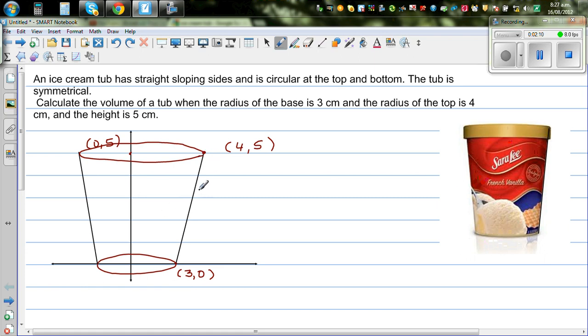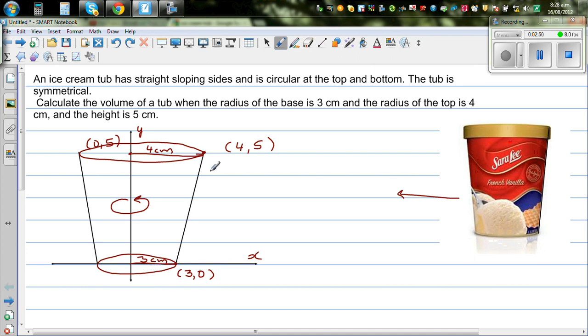If you rotate this line over the y-axis, you're going to get the volume of this tub. So this tub is represented graphically here. This radius is 4 centimeters. The top radius is 4, and the bottom radius is 3. I hope now you can see the complete picture. Now, if you rotate this line segment over the y-axis, we get the volume of this tub.